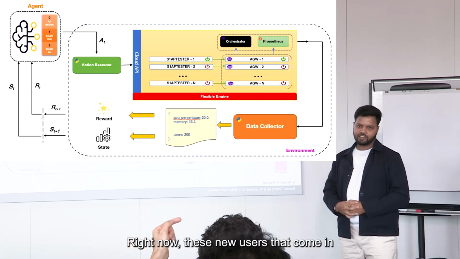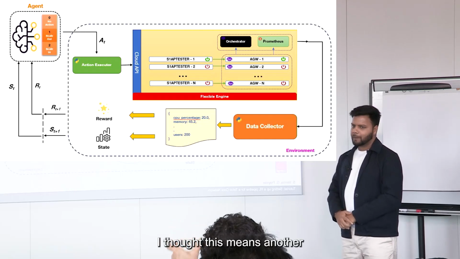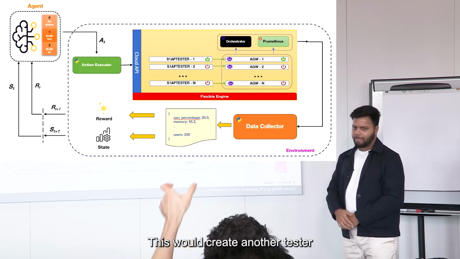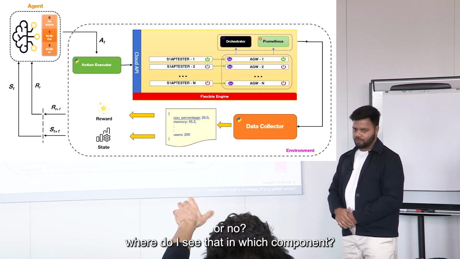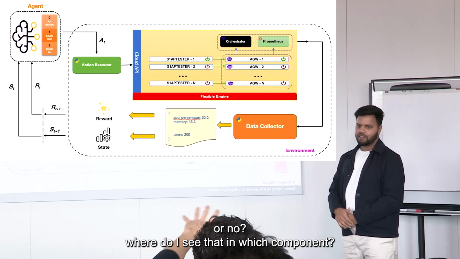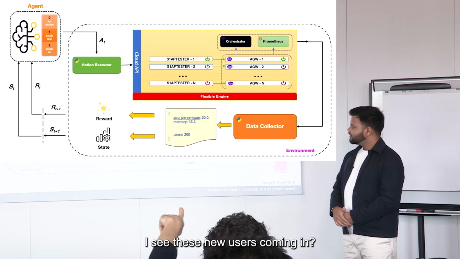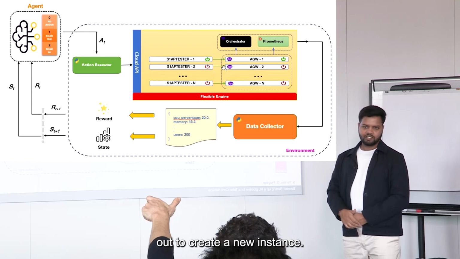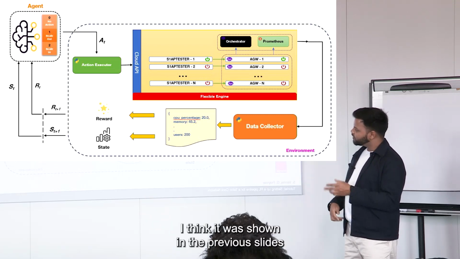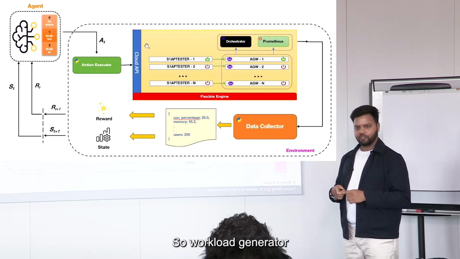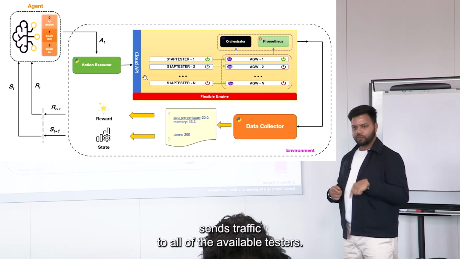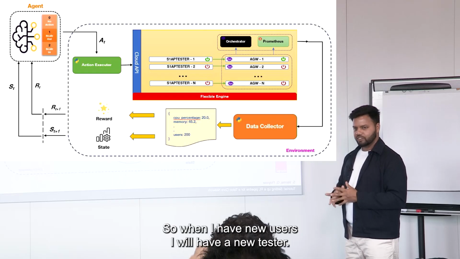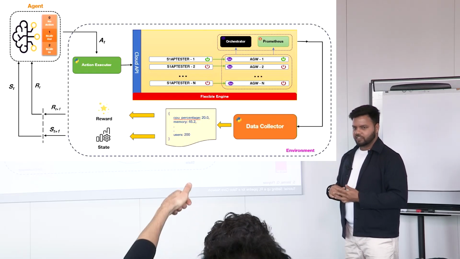Now these new users that come in, I thought this means that let's say 100 more users come in. This would create another tester, or no? Where do I see that? In which component do I see these new users coming in that will make me scale out to create a new instance? I think it was shown in the previous slides, where there was this workload generator. The workload generator sends traffic to all of the available testers. That's one entity responsible for creating the traffic.